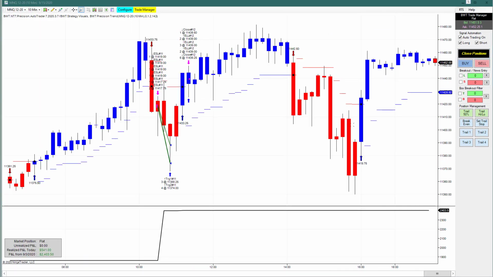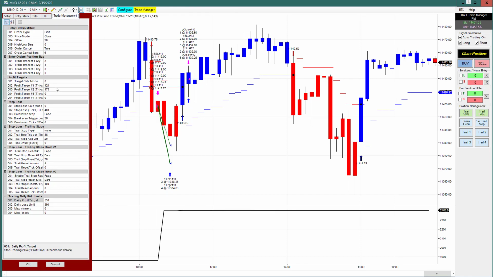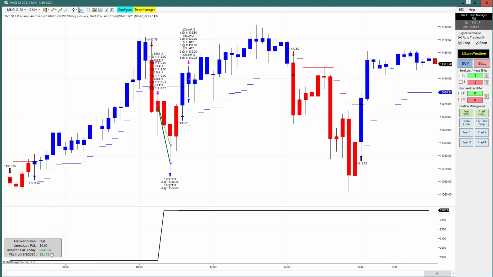Also have a setup for the micros on a 10-minute chart, and this hit its goal of 541. That's pretty impressive on the micros, and trading 7 contracts, so that's $3.50 a tick. And so this was 6 contracts, and I just added another contract to the second target here. Goal was 550, so just shy of its goal, had some slippage, and this played out in 2 trades, very kind of similar to the full-size contract.